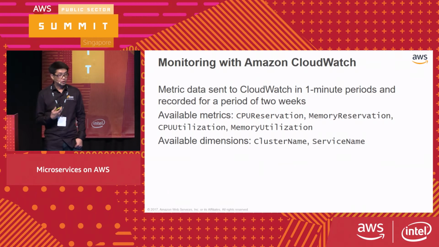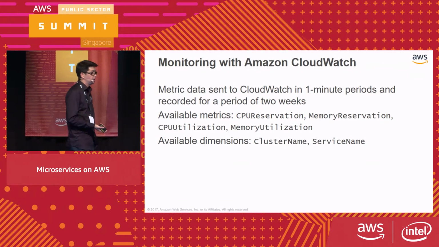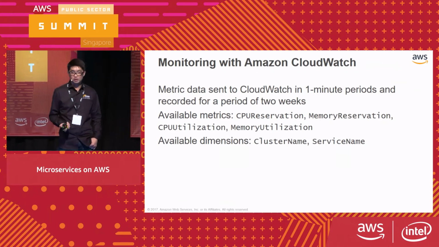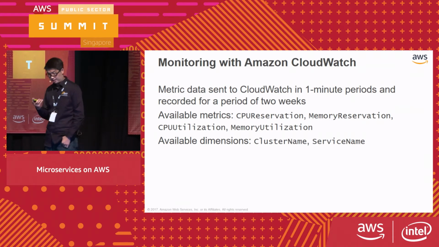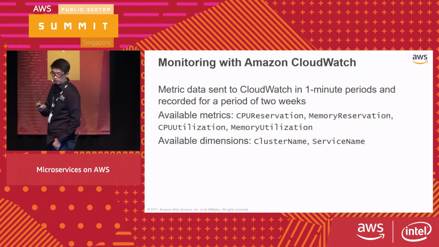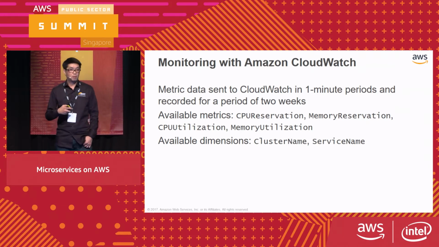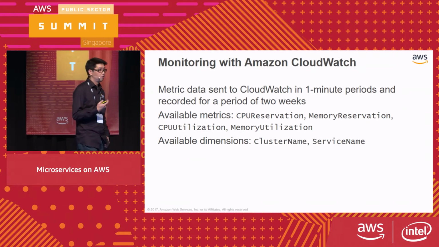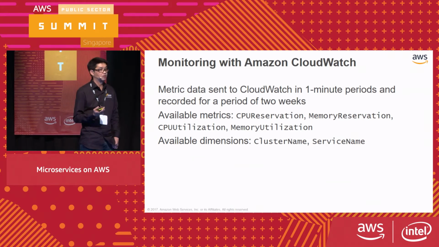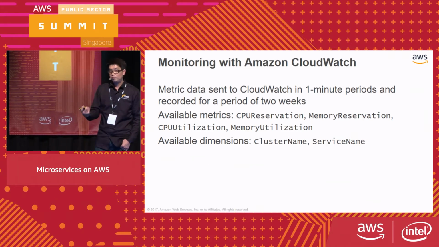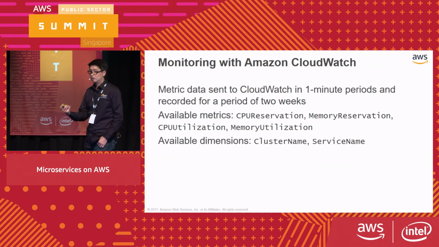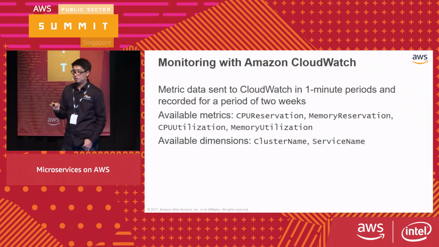You can do monitoring with Amazon CloudWatch. There's a 1-minute period interval of sending the CloudWatch metrics. And there are 4 metrics available: CPU reservation, memory reservation, CPU utilization, and memory utilization. These are the 4 key metrics that you can have on the cluster itself, and you can view it through different dimensions, whether it's based on the cluster or based on the individual service.